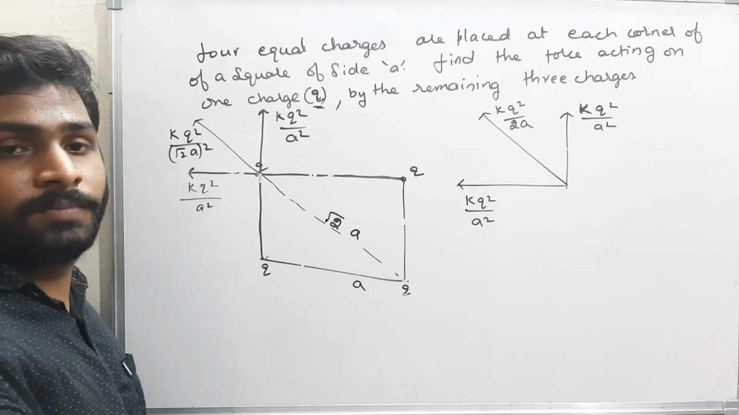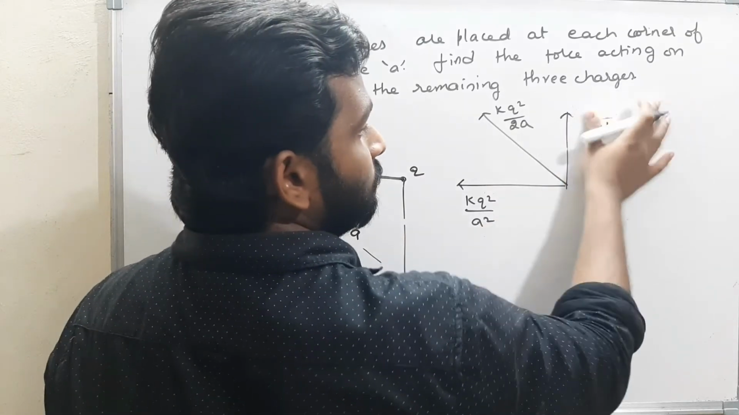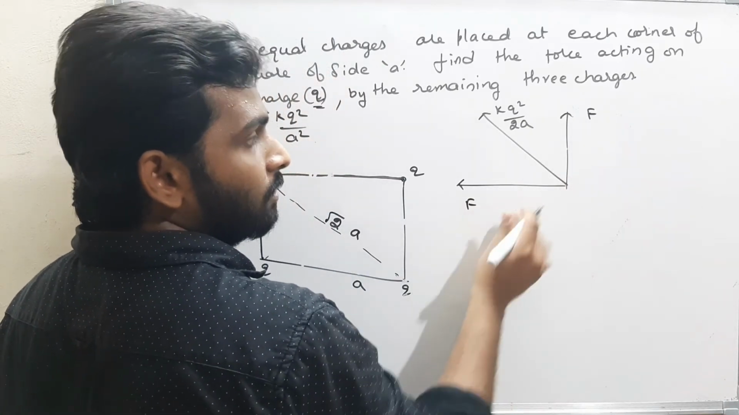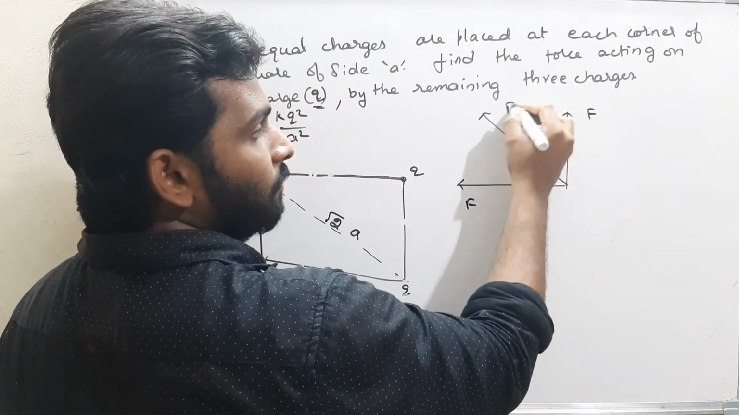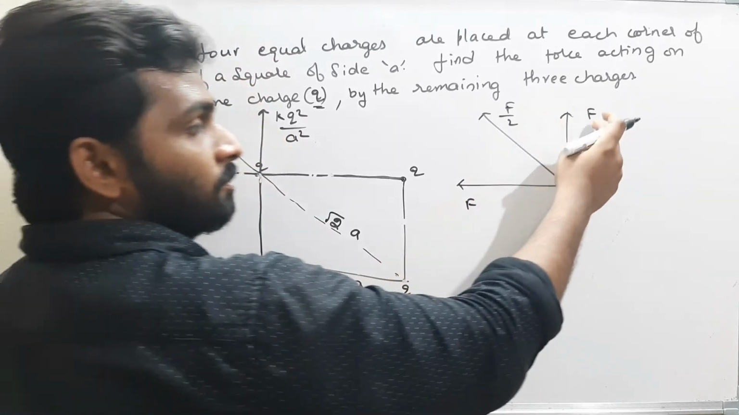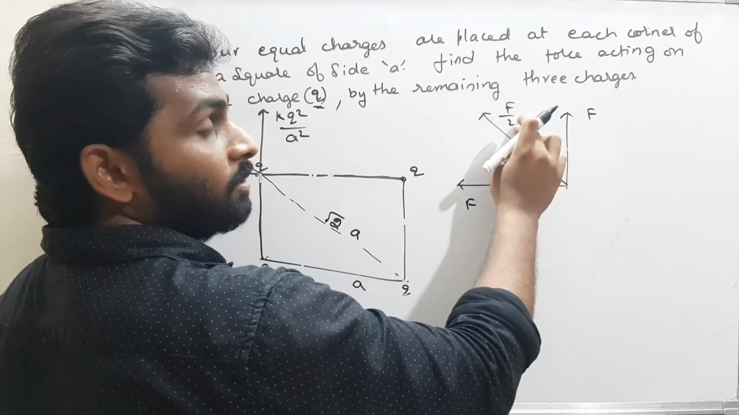Okay, well and good. Now I am assuming this one as F, and I am assuming this one as F by 2. If this is F, this also must be F because both are same, and this will be F by 2.